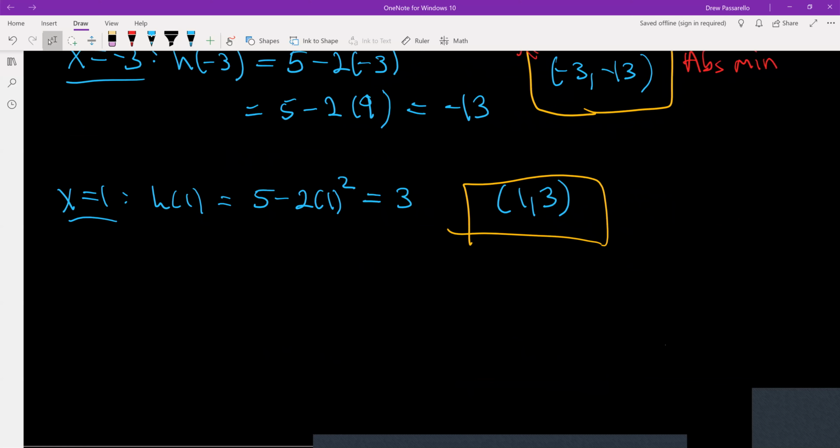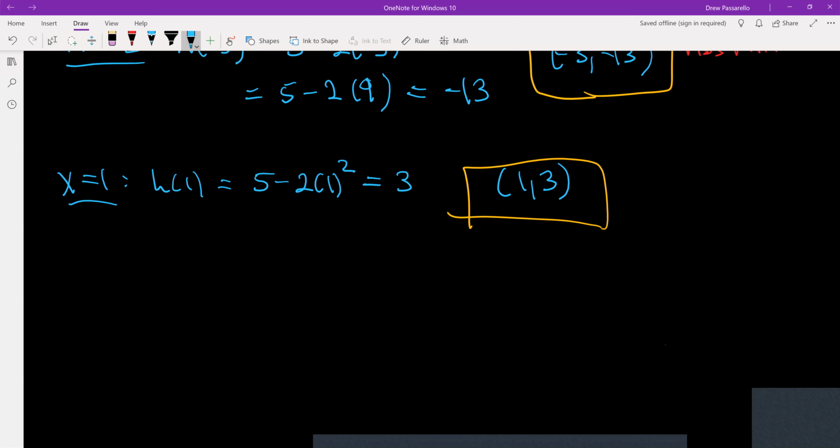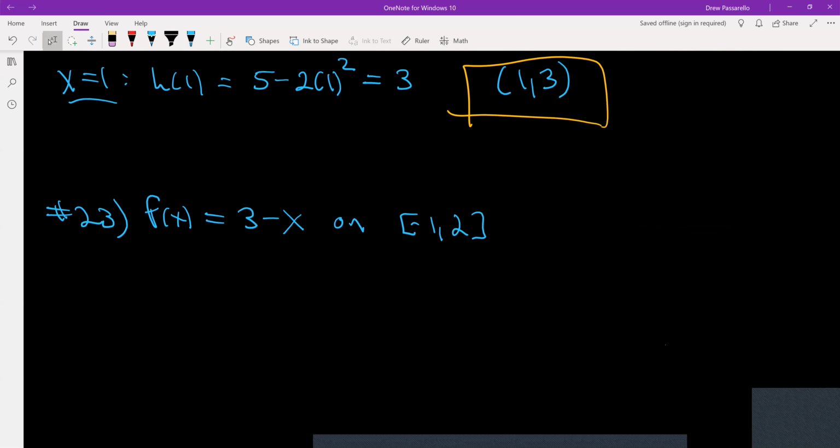Now I went and skipped 23 to go ahead and show 25, because number 23, I wouldn't say it's maybe a little bit tricky. So finding the extrema, first find any critical numbers. Now if I find the derivative of this, derivative of 3 is 0, and then derivative of x is 1, so it's 0 minus 1, which equals -1.